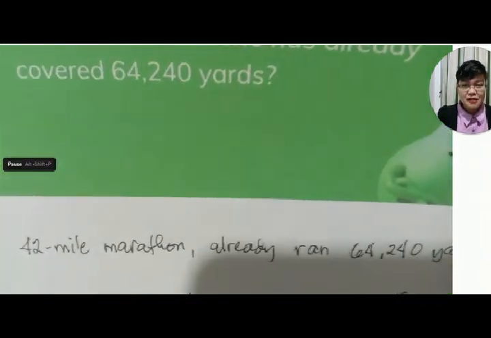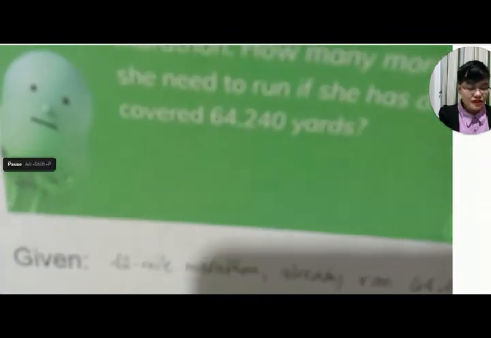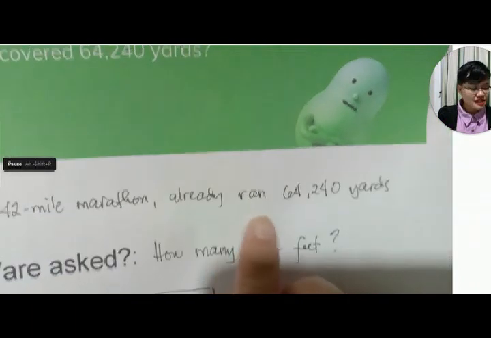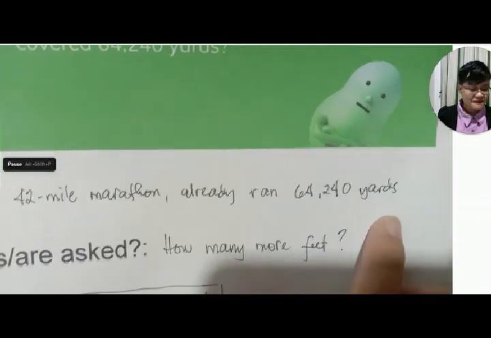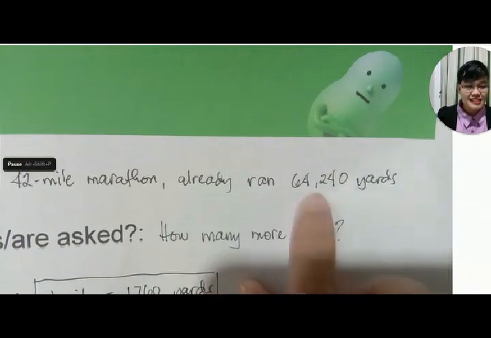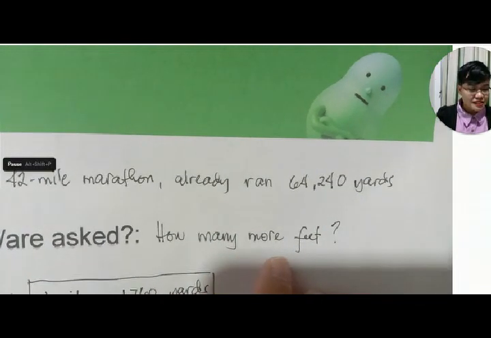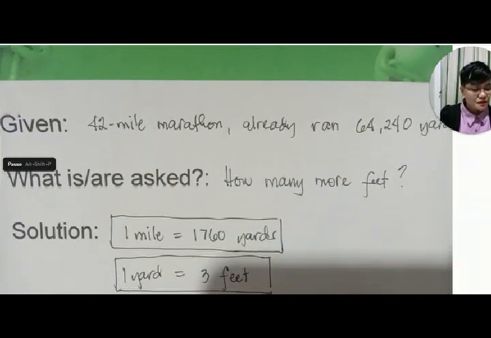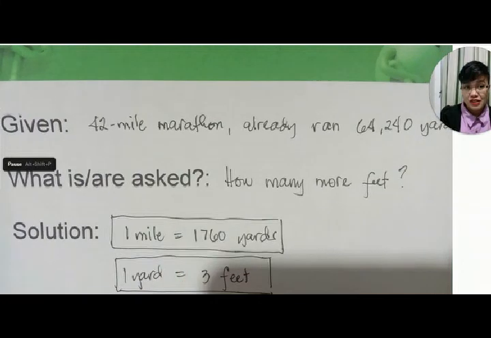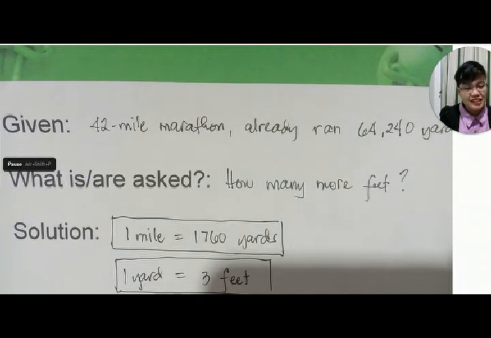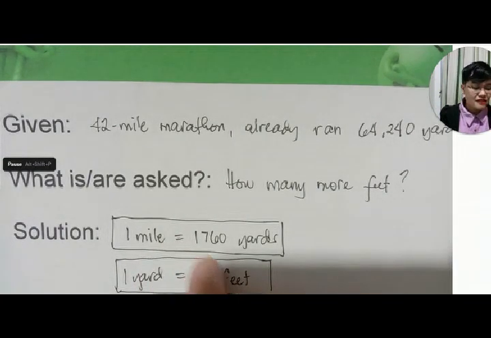Okay, so first, let's talk about the given. So the given, you have a 42-mile marathon, and she already ran 64,240 yards. That was given. What is being asked is how many more feet? Because she already ran this distance, how many more feet does she have to run so that she can finish the 42-mile marathon? Now, in our solution in a while, we'll be using these conversion factors. Even though it was not in the given problem, we already know from the previous lessons that 1 mile is 1,760 yards and 1 yard is 3 feet.